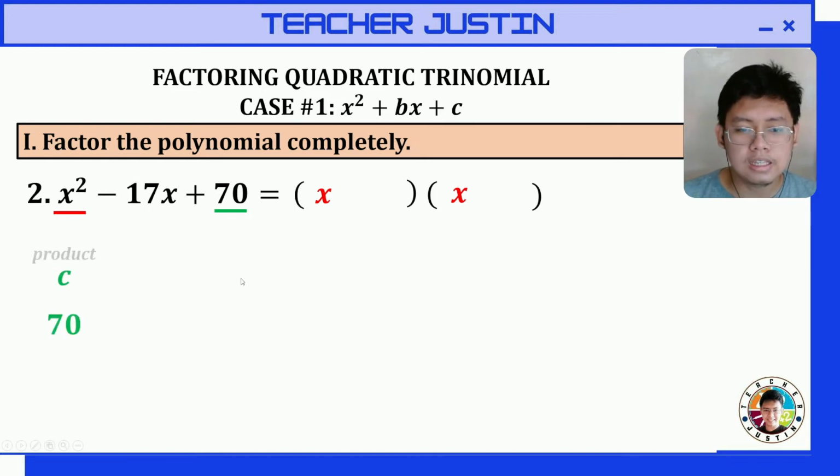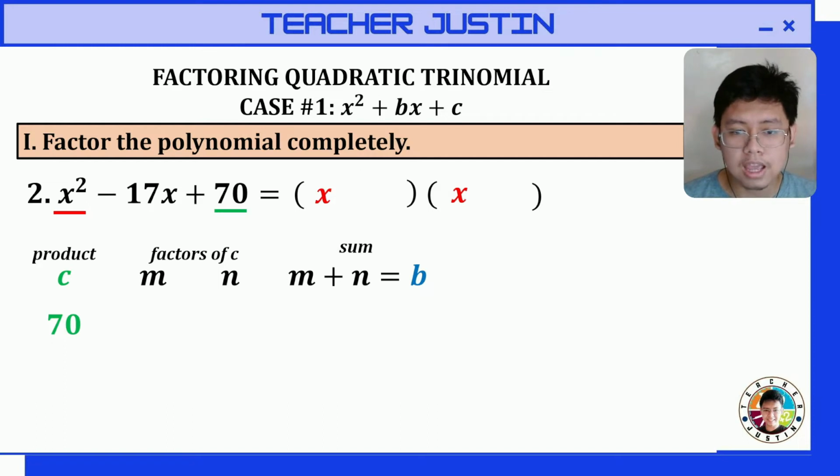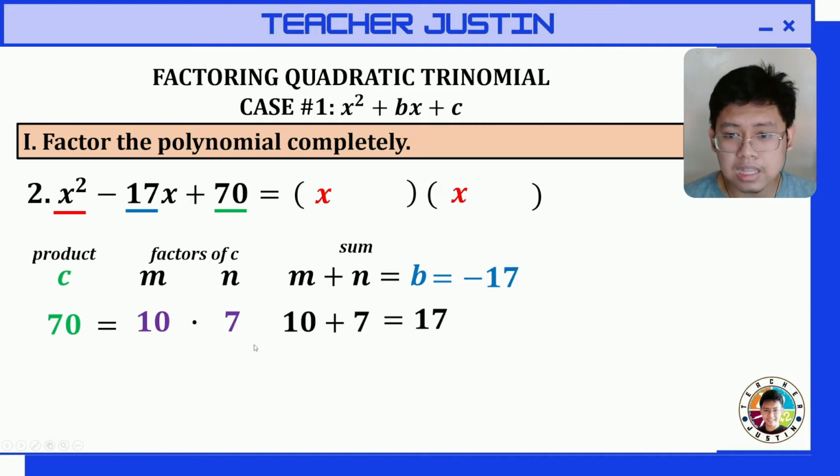And, isip tayo ng factors ni 70 na pag inadd natin, the answer is b. And yung b natin, it is equal to negative 17. So, kasama yung sign, negative 17. So, isip tayo ng factors ni 70. So, we can say that 10 and 7. So, 10 and 7, pag inadd natin, it is equal to 17. Hindi siya equal to negative 17. Kasi magkaiba naman yung positive at negative. So, hindi yan yung ating hinahanap.